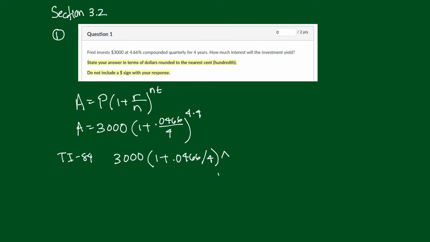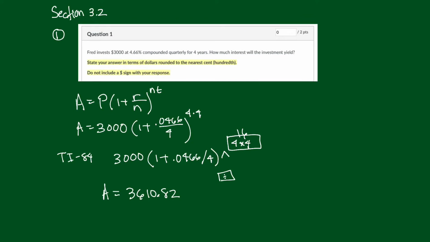Right above my divide key, I have a key that looks like this, a caret key, up arrow. As soon as I press that, I get a field up here for my exponent, and I want to put in 4 times 4, or how about just putting in 16? When I put that in, what I get for A is this number right here. I'm getting 3610 point, now I'm going to round off. I get 81999, I'm going to round off to 82.